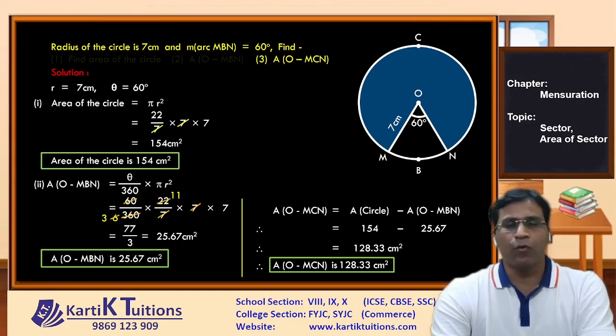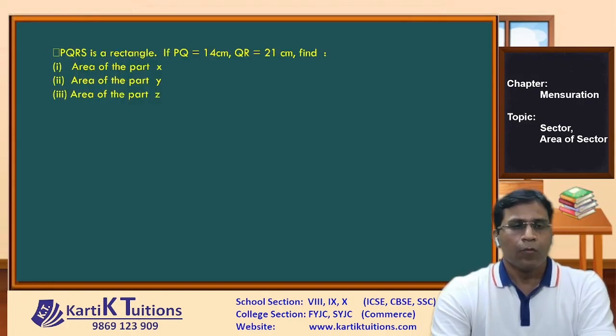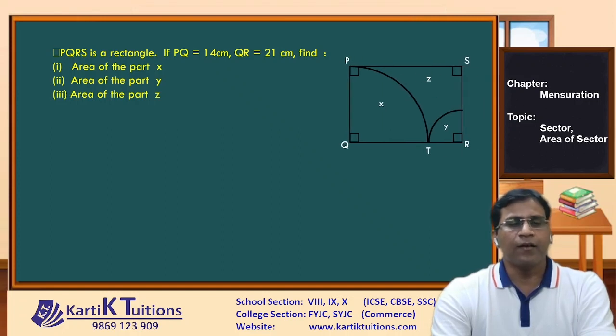Let's look at one more interesting sum. Quadrilateral PQRS is a rectangle. If PQ is 14 centimeter and QR is 21 centimeter, find the areas. Now again there are three parts of the sum. So let's first talk about the area of part X.